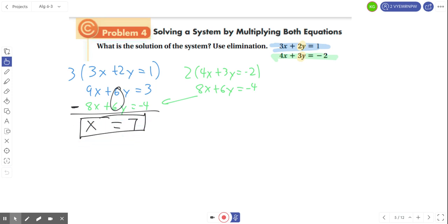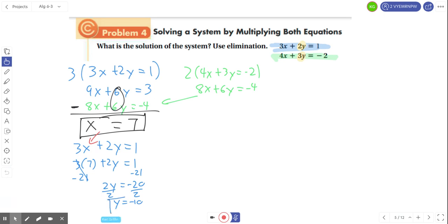Now I'll substitute that back into one of my equations. Let's just use the blue one. 3x plus 2y equals 1. Substitute my x. 3 times 7 plus 2y equals 1. 3 times 7 is 21, so I go minus 21, minus 21. That goes away. 2y equals 1 minus 21 is -20, divided by 2, y equals -10.